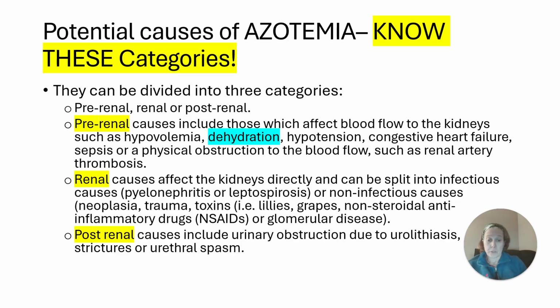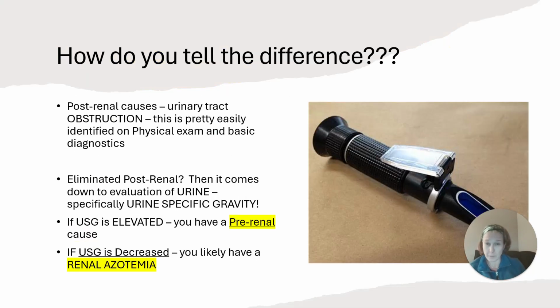And then we have post-renal causes. So post-renal is behind the kidneys. What is behind the kidneys? The urethra. So post-renal causes are usually urinary tract obstruction due to stones or crystals, or things like a ruptured bladder secondary to trauma. The bladder sits behind the kidneys. If the bladder is leaking into the abdomen, the BUN and creatinine will go up, and that is a cause of post-renal azotemia. So how do we tell the difference between those three?